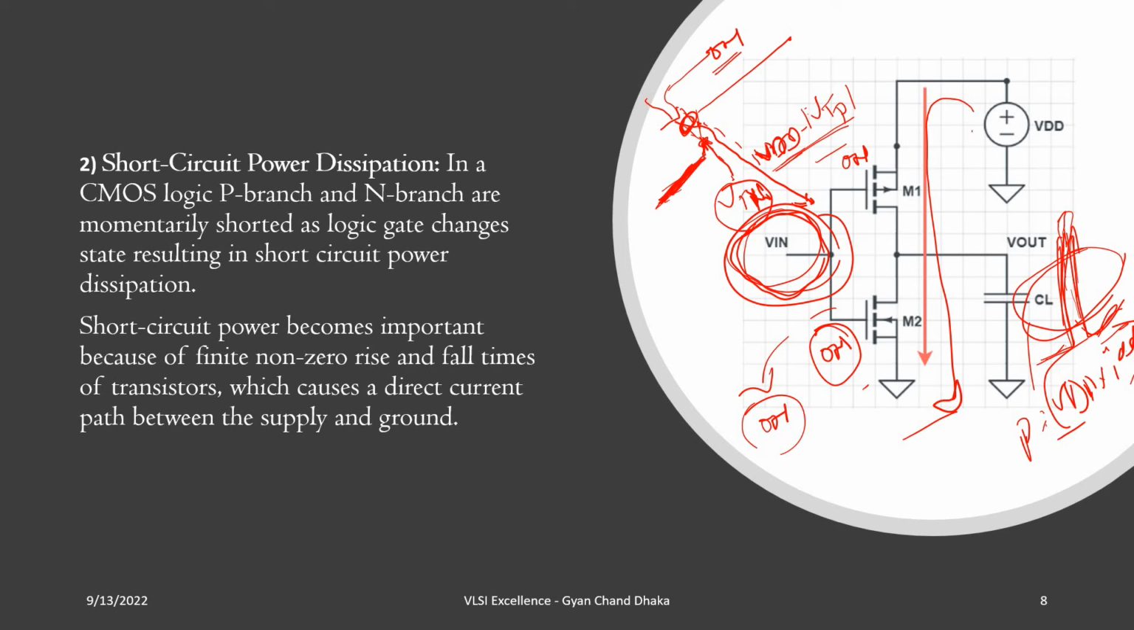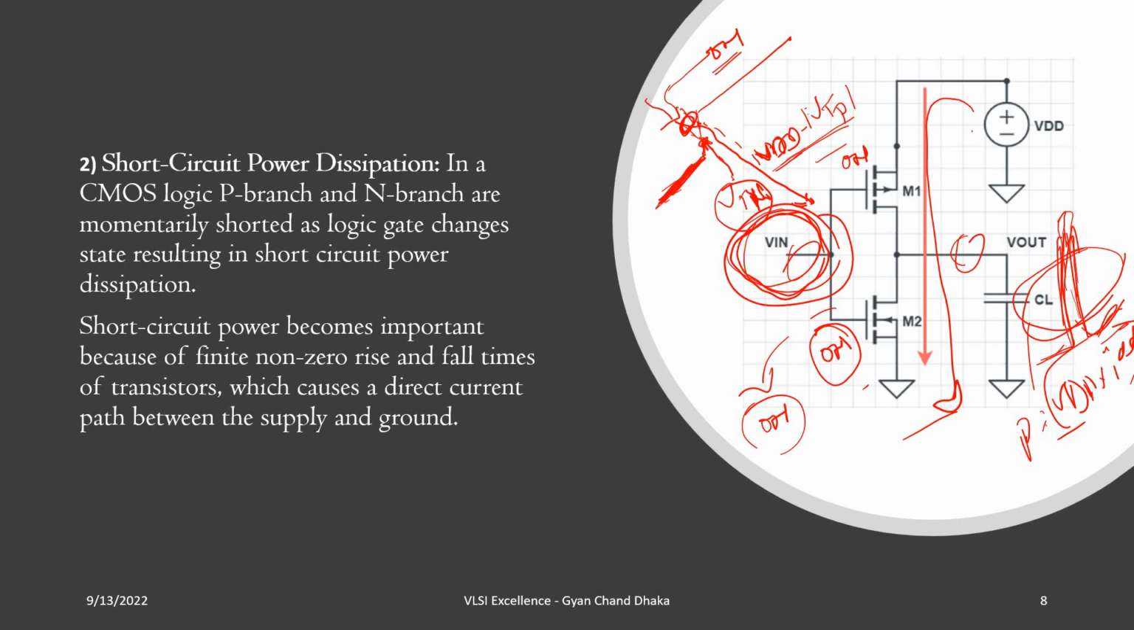By carefully designing the input and output load of the inverter circuit, we can minimize this power dissipation. We will see in further slides how we can do that, but first let's understand what all the sources of power dissipation in CMOS circuits are, where the first, as we discussed, is dynamic power dissipation.